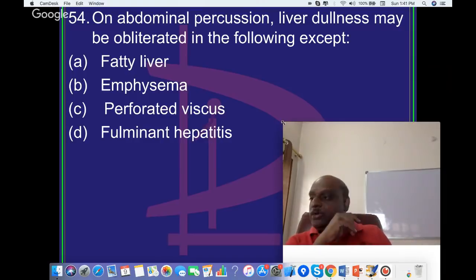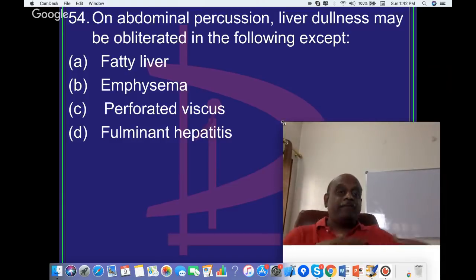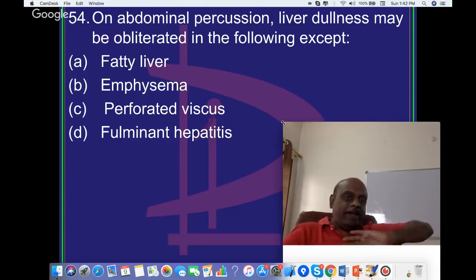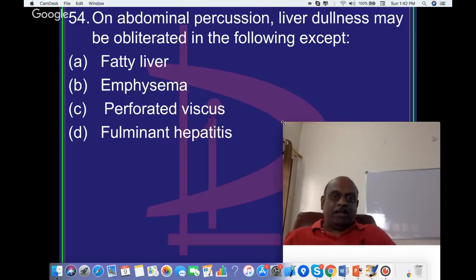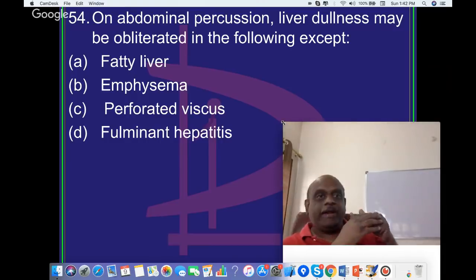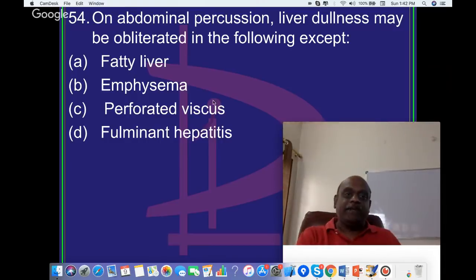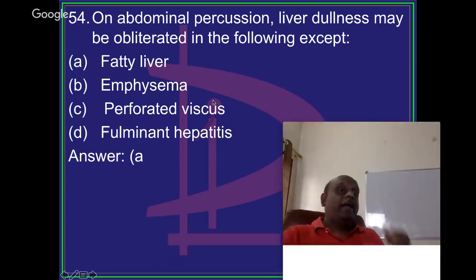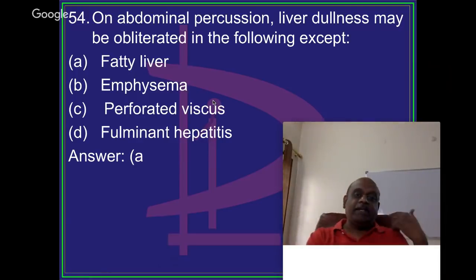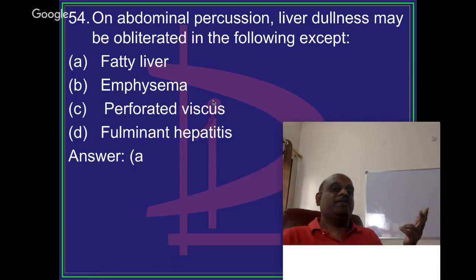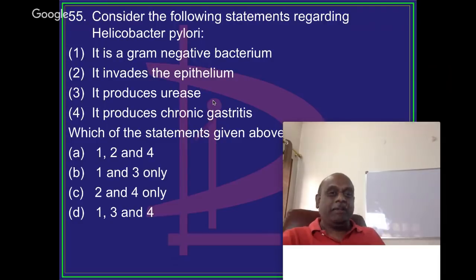Question number 54. Dawn is proposing emphysema. Oh, emphysema, my lungs are overinflated and they cover up the liver, doctor, so that liver dullness is obliterated. Rocket Trader says fatty liver, absolutely right. So, emphysema, perforated viscus, fulminant hepatitis, they are all the scenarios where you have obliteration of the liver dullness is what you need to remember.